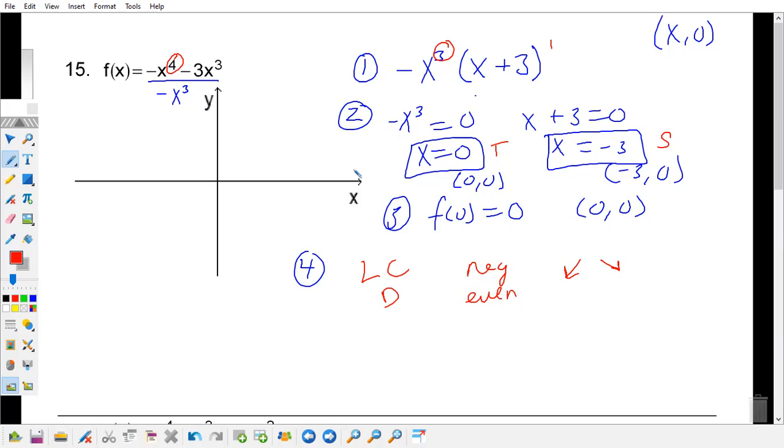All right, so here we go. We have to cross 0 and we have to go through negative 3. And it has to be the weird drive-by.